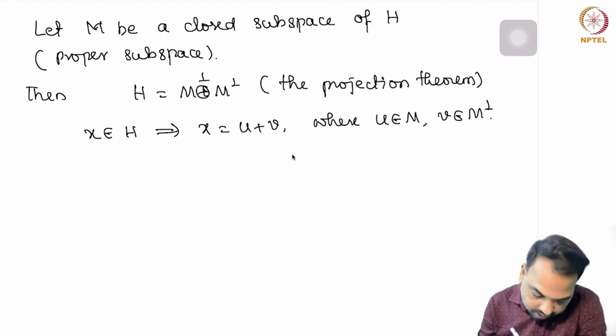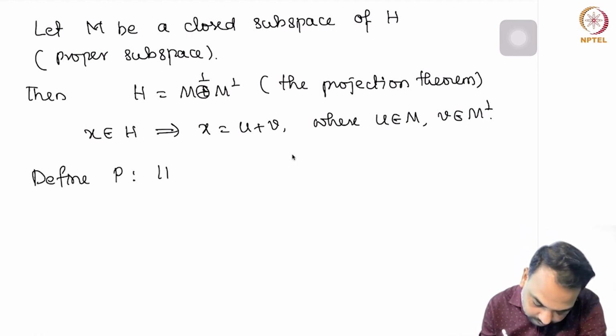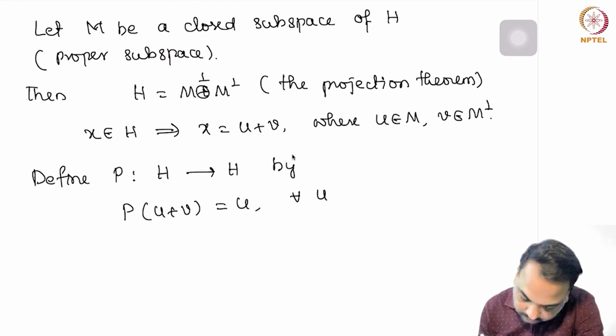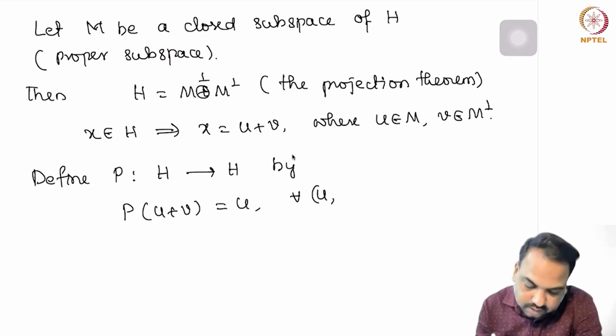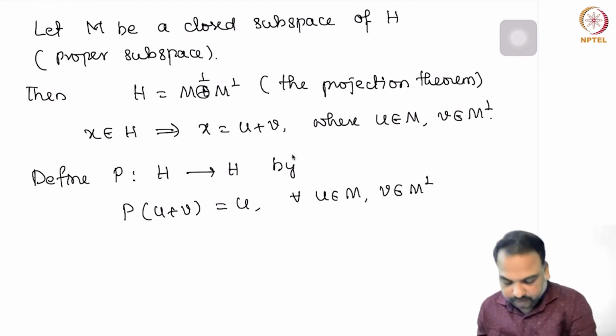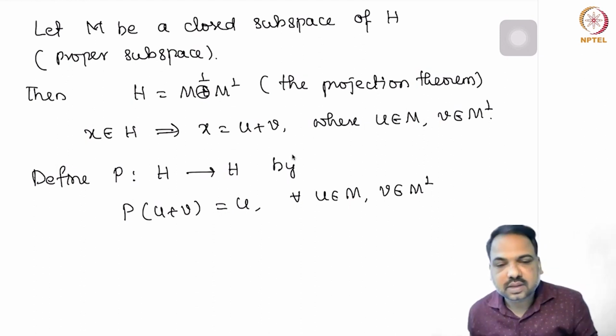Now we can define a projection. So define a linear map P from H into H by P of u plus v equals u for all u in M. So every x can be written as u plus v, so we can write P of x as u.